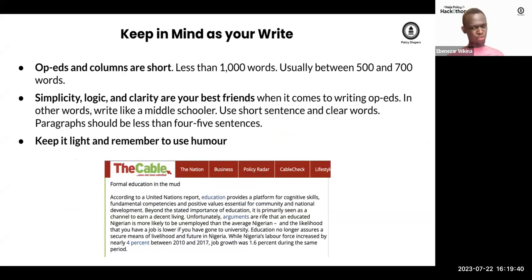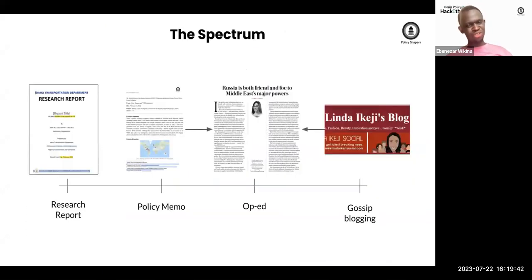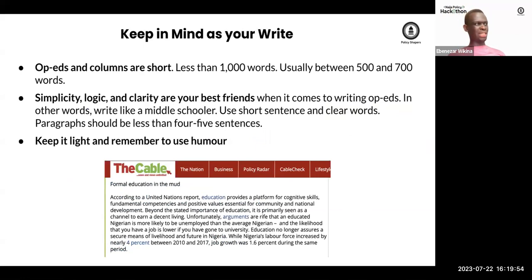So if you remember the spectrum, I told you that research reports can be like 500 pages. Policy memos, we usually give 1,000 words, but we say if you want to stretch it, you can make it 1,500 words or 2,000 words, at the very top. But op-eds are somewhere between 700 to 1,000 words. I mean, the less, the better, because you want to be able to capture people's attention.